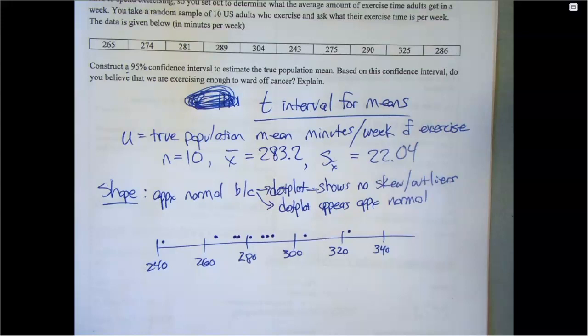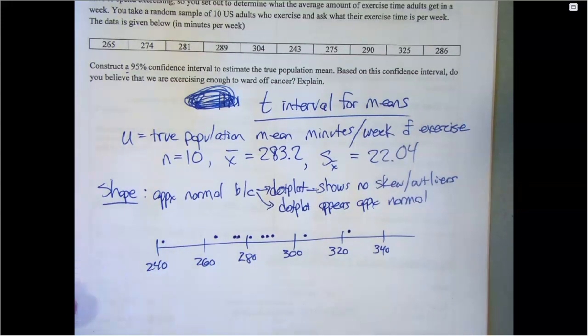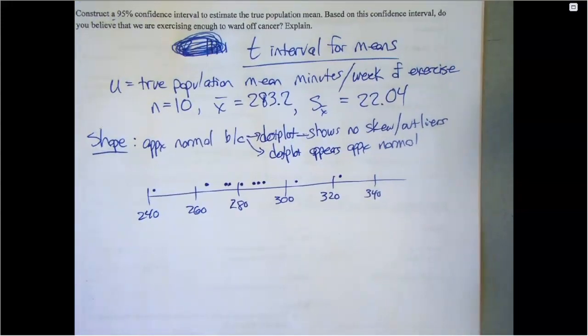Oh, you're saying if I can eyeball it? Yeah, that's okay. You trust your eyeballs. On a multiple choice, you never have to show it. If you do have to show it on a free response, it's always going to work out. Okay, so that's the shape.